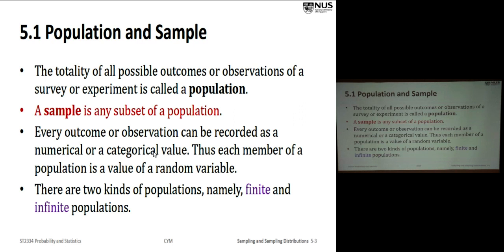So there could be heights, there could be weights, there could be things like that. And each member of a population is a value of this random variable. Okay, so we're talking about the random variables that we discussed a while back. And we're interested in two types of population, which are finite and infinite populations, and we're going to see examples of each as we progress through today's lecture.